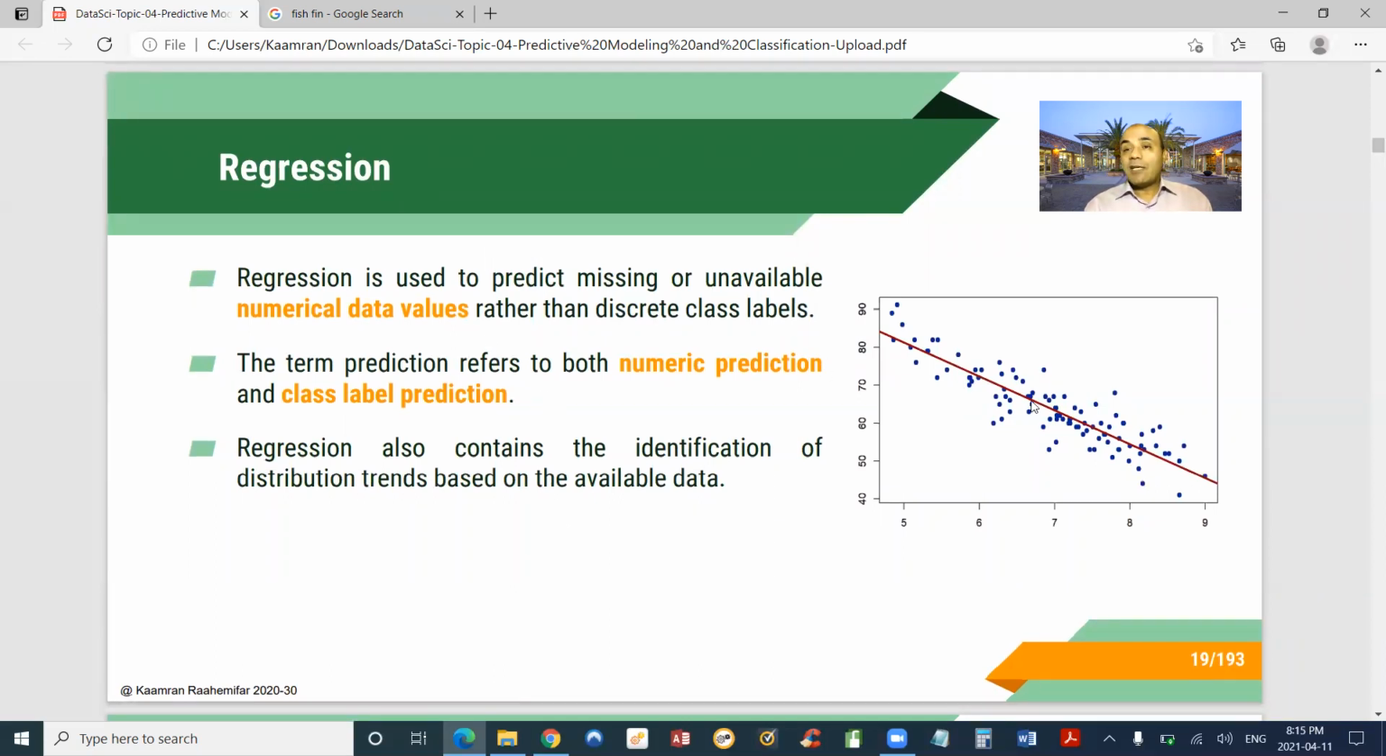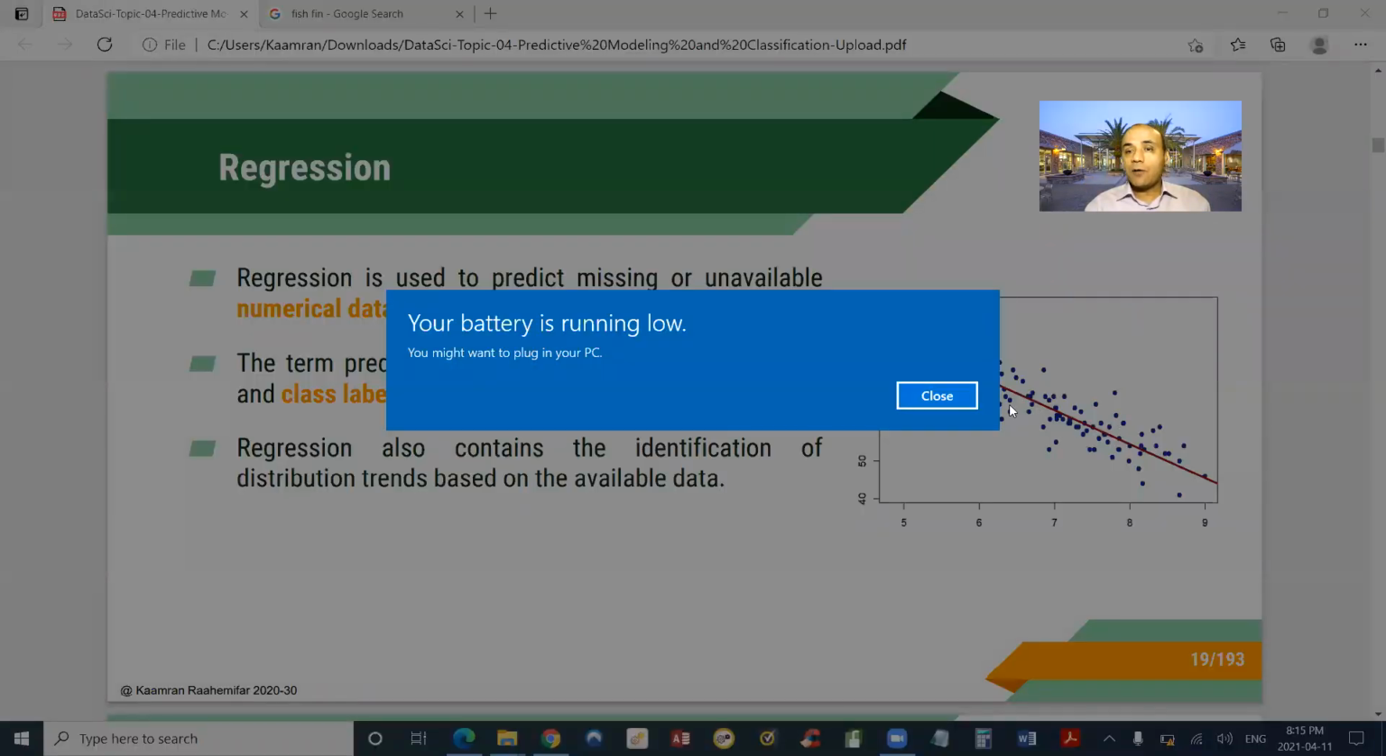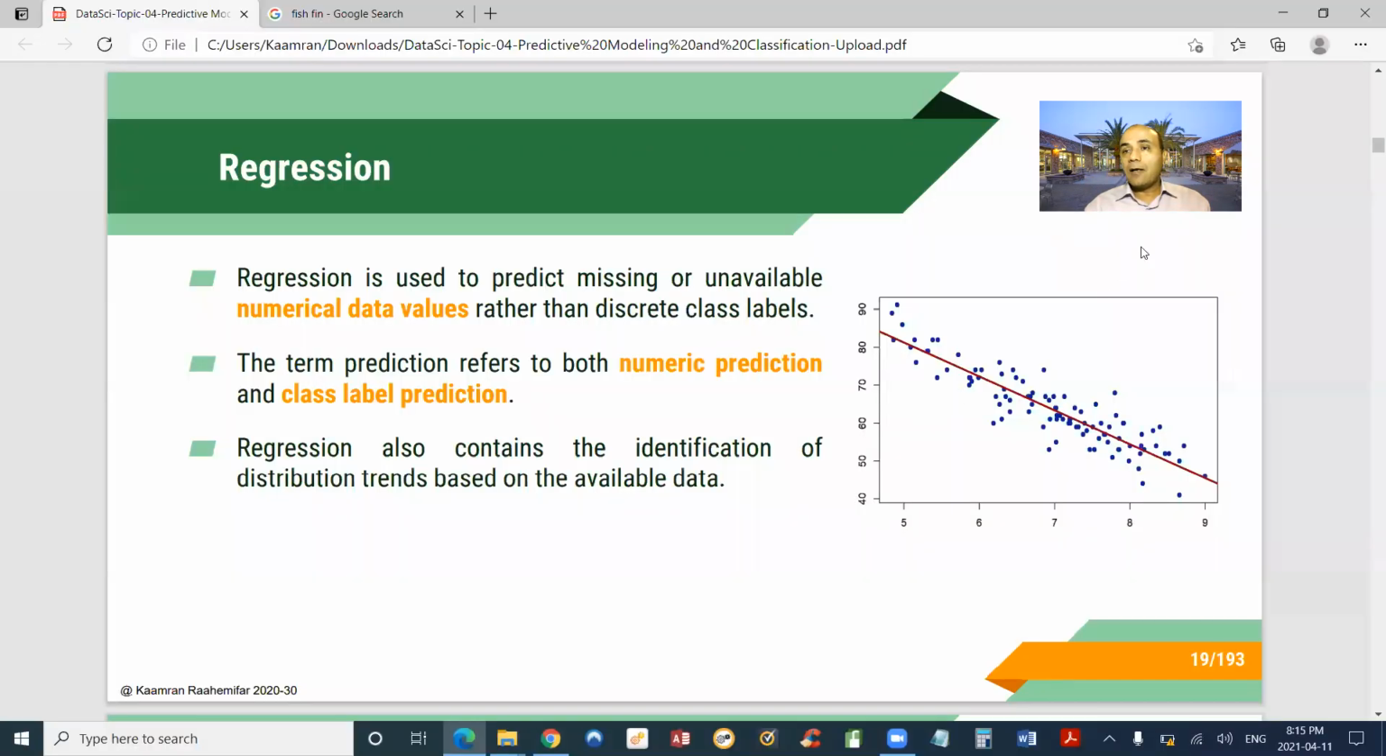The beauty of regression: we have spoken in the past of regression, and we are going to again talk about regression techniques in this series. It is used to predict missing or unavailable numerical data values rather than discrete class labels. So if there's something that is missing, and we are talking about the boundaries, for example 0 to 10, and then from 40 to 80, the data points are in our possession. We already know the maximum and minimum of each one of them, and that's how we want to do it.